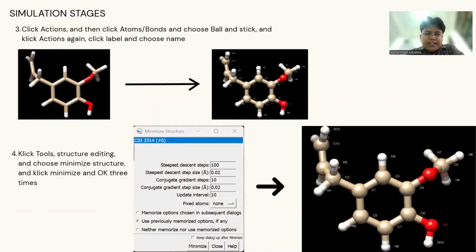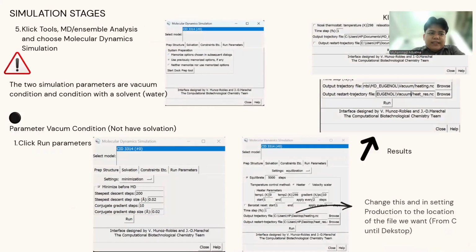Next, click on actions, then click on all bonds and choose ball and stick, click check again, and click label and choose the one. Next, click post structure editing, choose minimize structure, and click minimize and OK three times to get a nicely minimized structure. Then you click close.